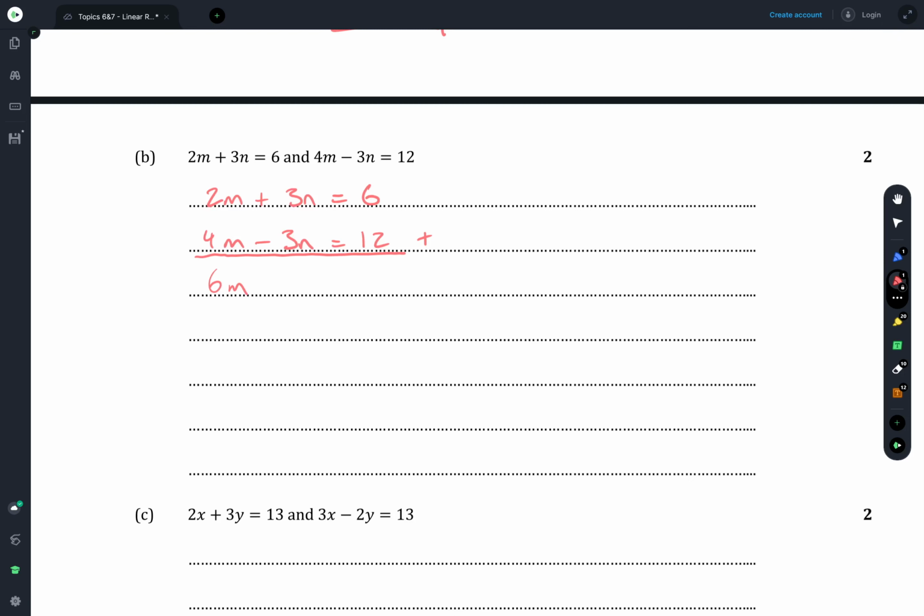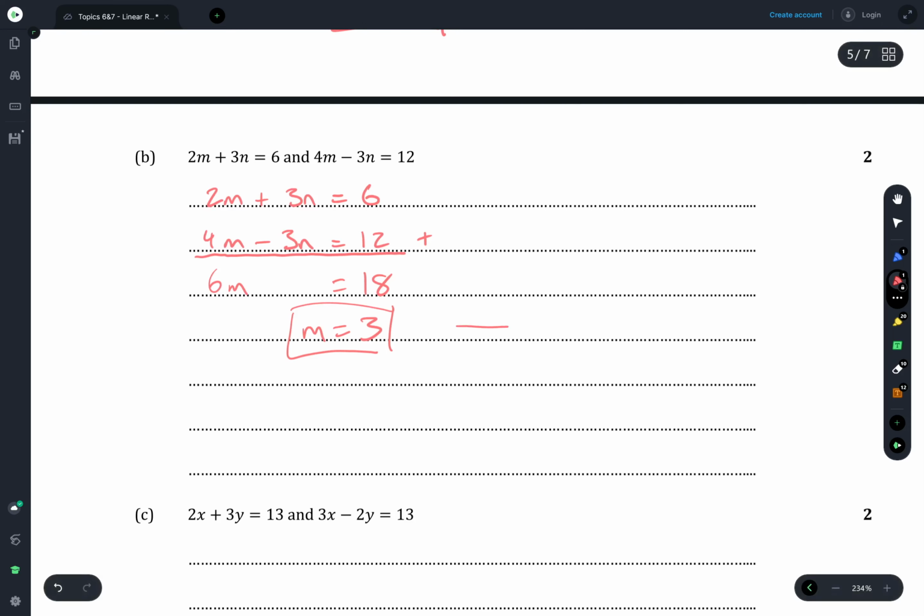3n plus negative 3n is 0, so it just goes away, hence the name elimination method. 6 plus 12 equals 18. So now we have the equation 6m equals 18. So divide by 6 on both sides, I get m equals 3.